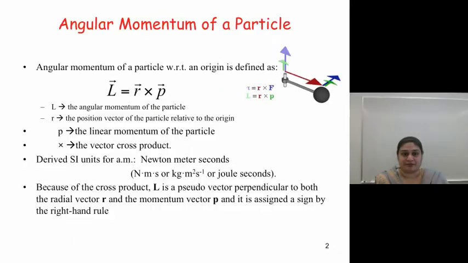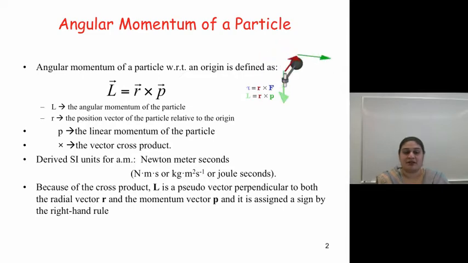Angular momentum. Angular momentum of a particle with respect to a well-defined origin is defined as L equals r cross p. Note this is not a multiplication, but a cross product, where L is the angular momentum of the particle, r is the position vector of the particle relative to the origin, p is the linear momentum of the particle, and cross is the vector cross product.